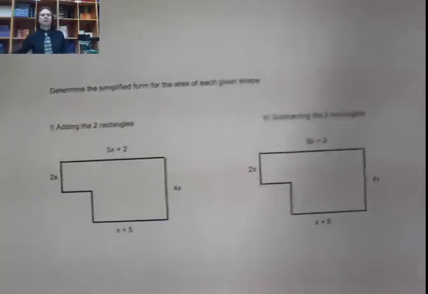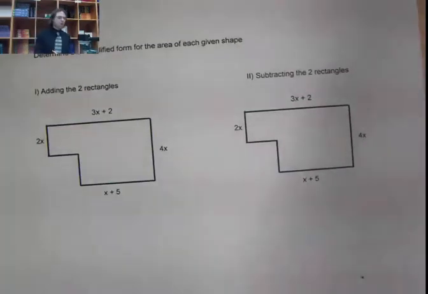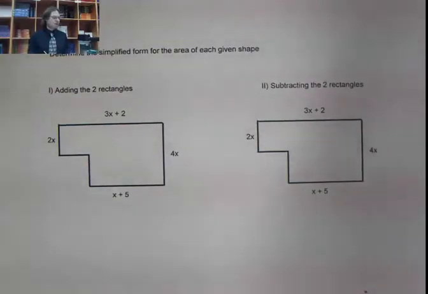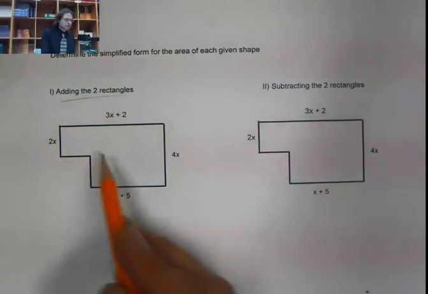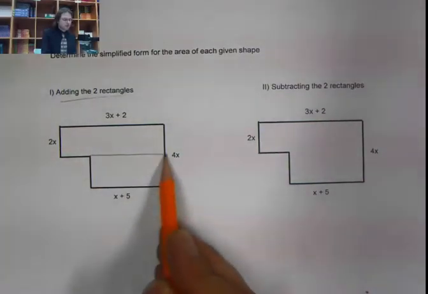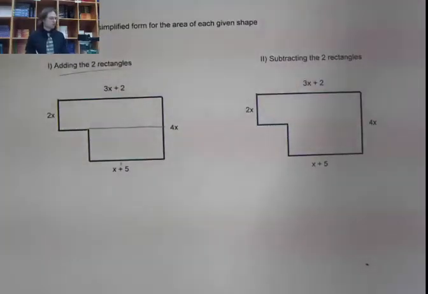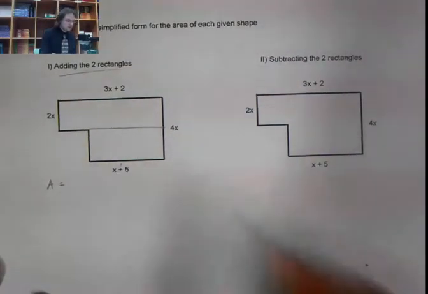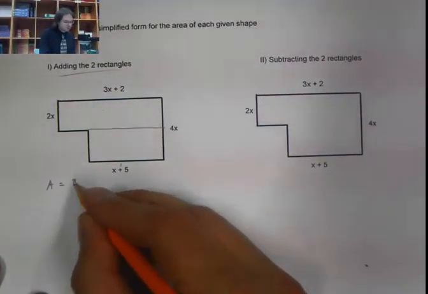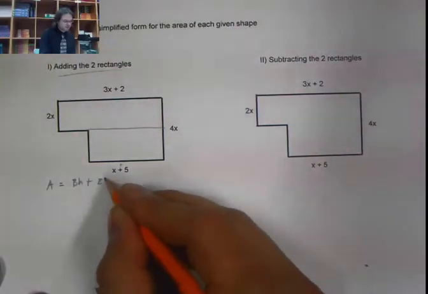So now we're looking at my last set of questions. I want to solve these and find the area of each, and we're going to use two ways. The first way is adding two rectangles together. So I have two rectangles. I have this rectangle and that rectangle. So let's try this out. So area is equal to base times height plus base times height.